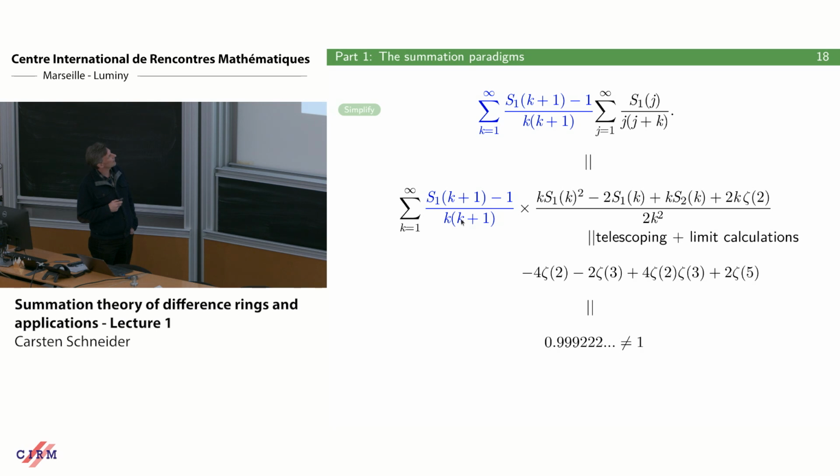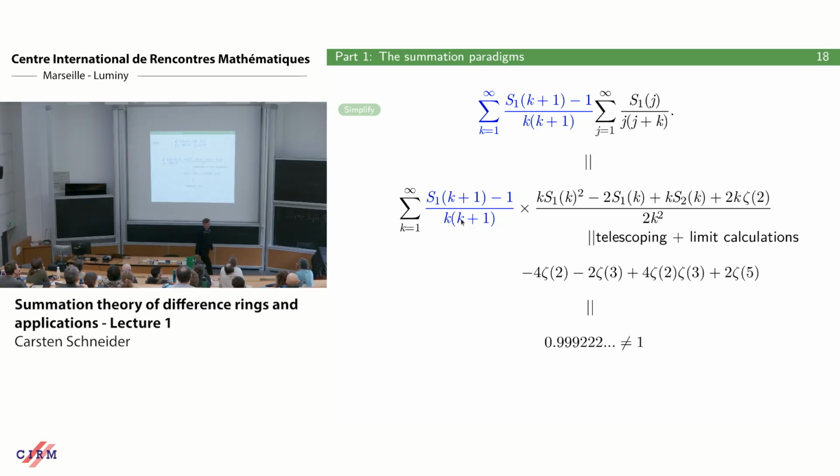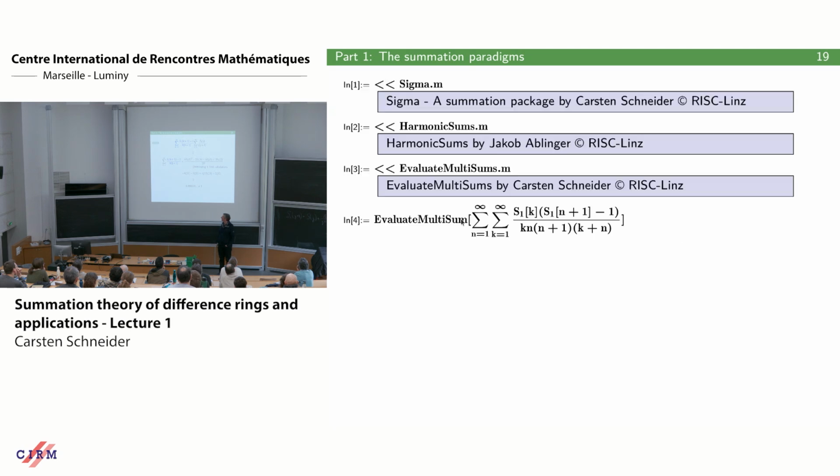Now I do the next summation quantifier. In this case, I do telescoping, limit calculations, and I get that value, which is almost 1, but not quite 1. If it were 1, it would be a sensation. We would have a relation between zeta 2, zeta 3, and zeta 5, which would be amazing. So it's not, but nevertheless, yeah, okay. And having that, you can, of course, compute many digits now. It's very easy to compute digits with having that in hand.